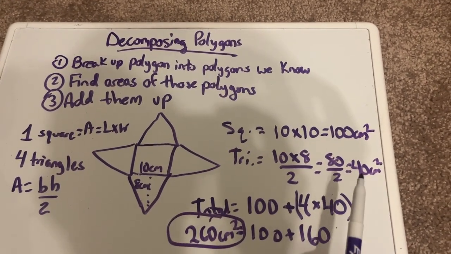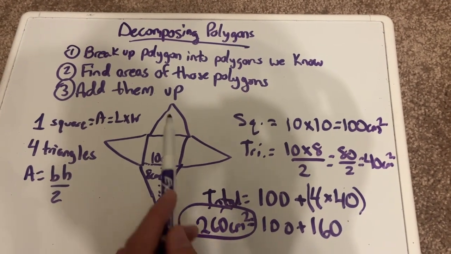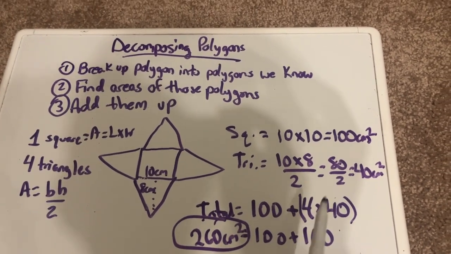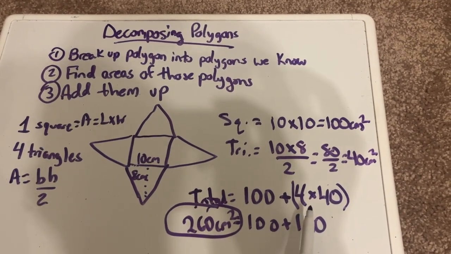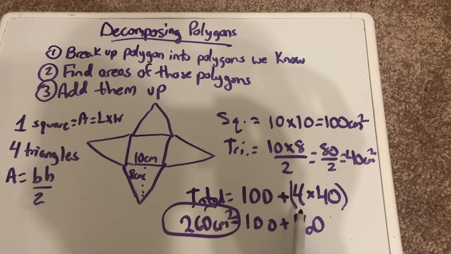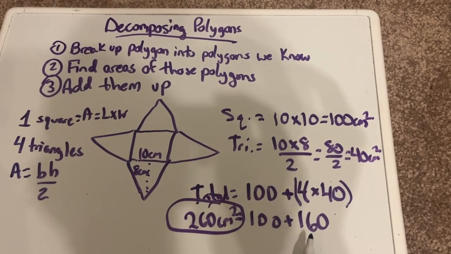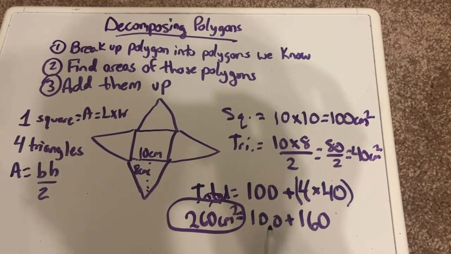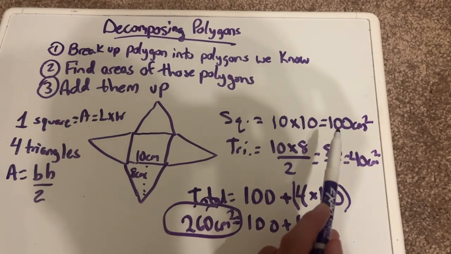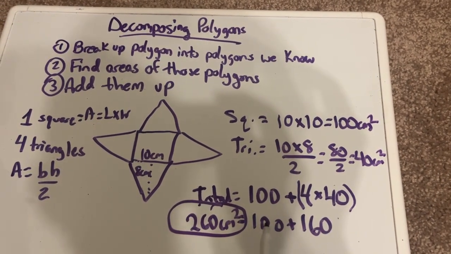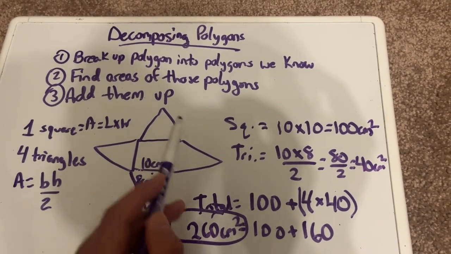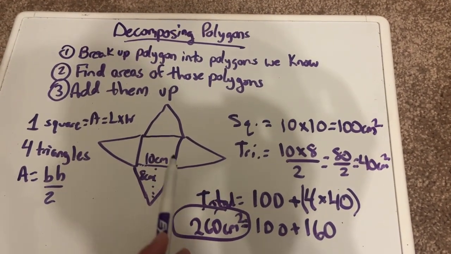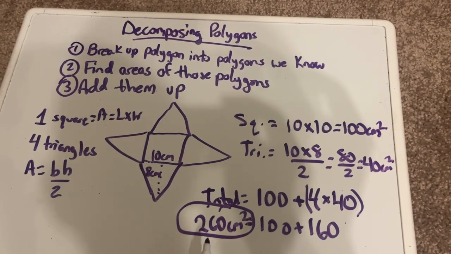And since there are 4 triangles, 1, 2, 3, 4, I am multiplying the area of one triangle by the 4 triangles. So that gives us 160 square centimeters, and then we add it to the area of the square to get our total area of the entire figure. So that includes the 4 triangles here and the 1 square here.